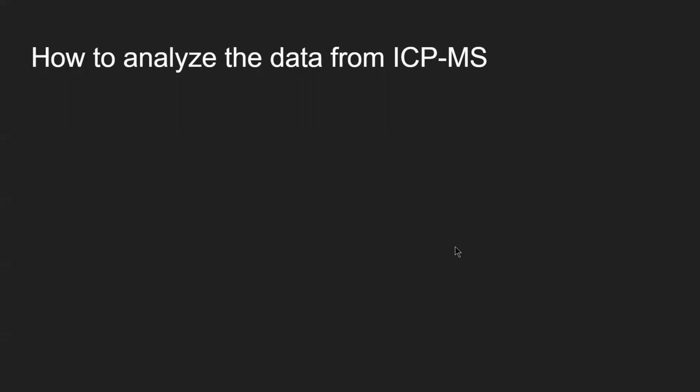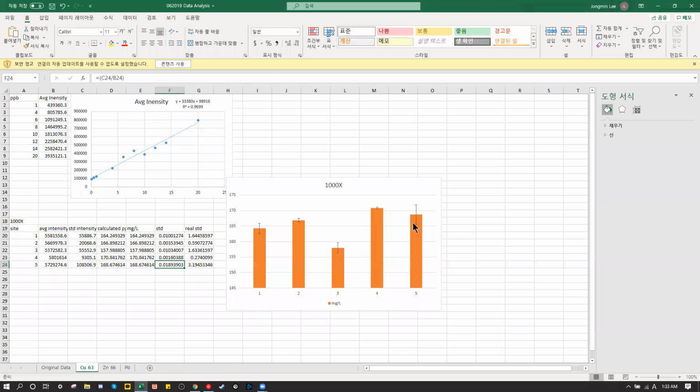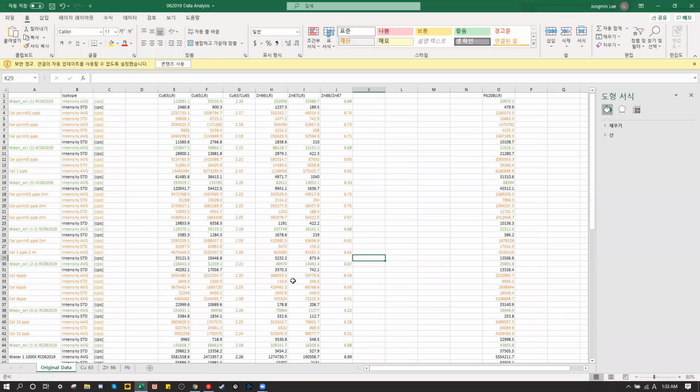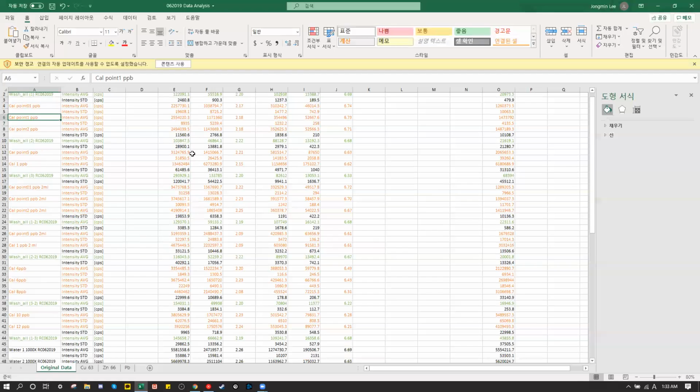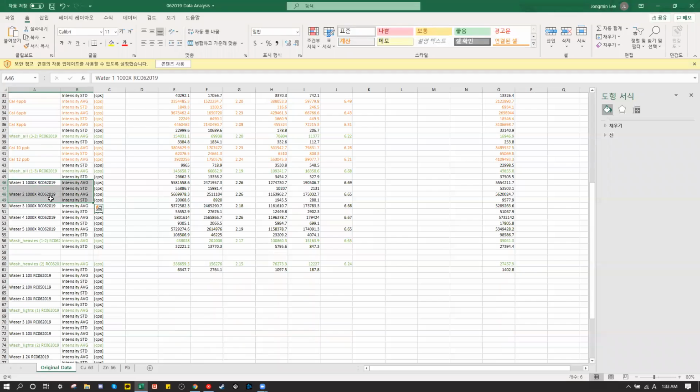So, how do we analyze this data from ICP-MS? I will show you an example data that is given by ICP-MS. So this is the ICP-MS data that is given to us when it is done. Each column represents each metal that is detected from the sample. The green fonts can be ignored, and these orange fonts are used to create a calibration curve and an equation for that curve. Data that will be analyzed by us are these data in black fonts.